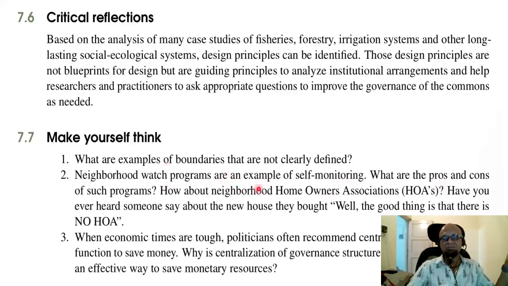Neighborhood watch programs are an example of self-monitoring. What are the pros and cons of such programs? Can they get discriminatory in keeping some people out because of their ethnicity or color? There have been issues that are related to such discriminations. How about neighborhood homeowners associations?